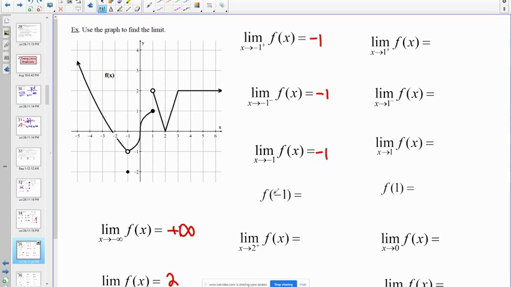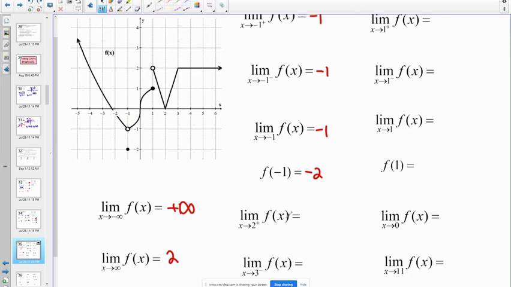Okay, now what's f at negative 1? Now this is not a limit problem. This is just saying when you're at negative 1, what's your y value? Your y value here is negative 2. Okay, so make sure you understand that. The plot is at negative 2. Okay, but the limit, the value that y is approaching from the left and the right is actually negative 1.